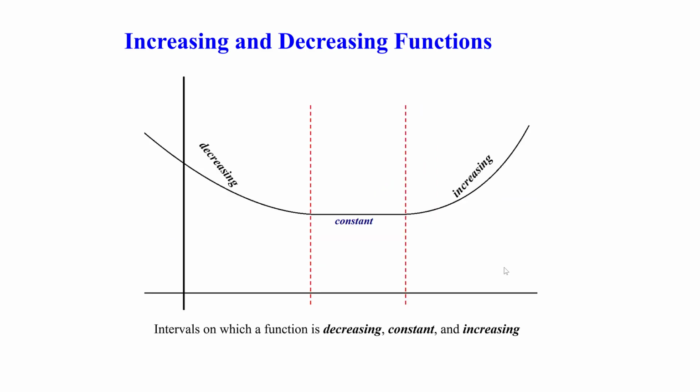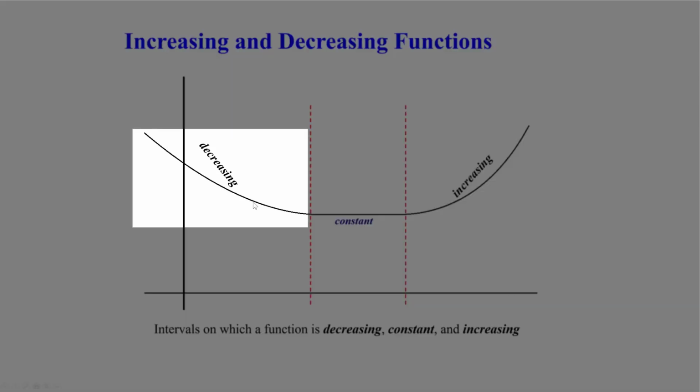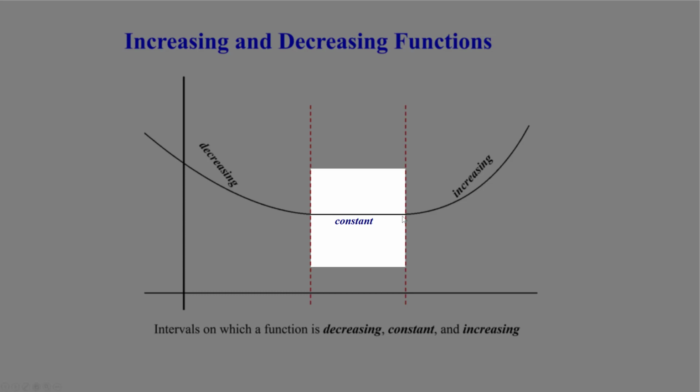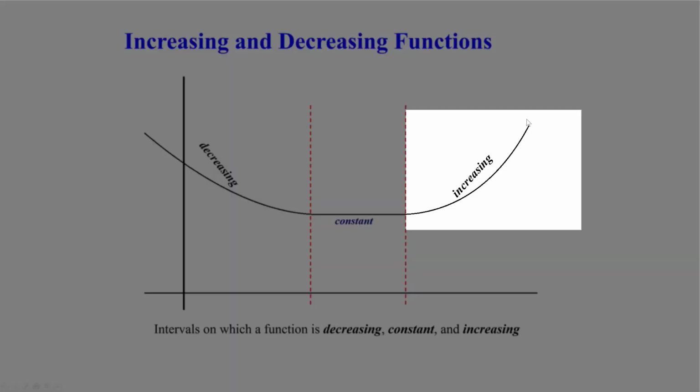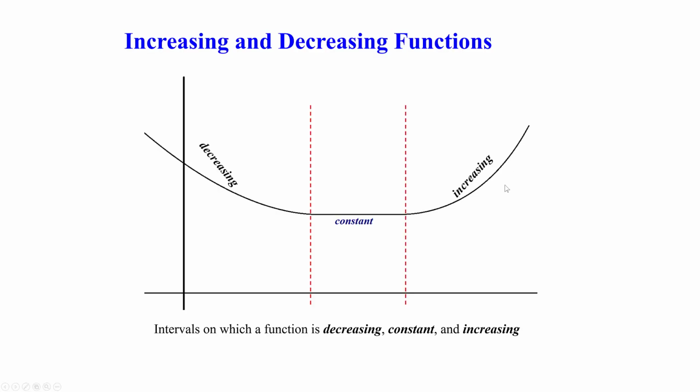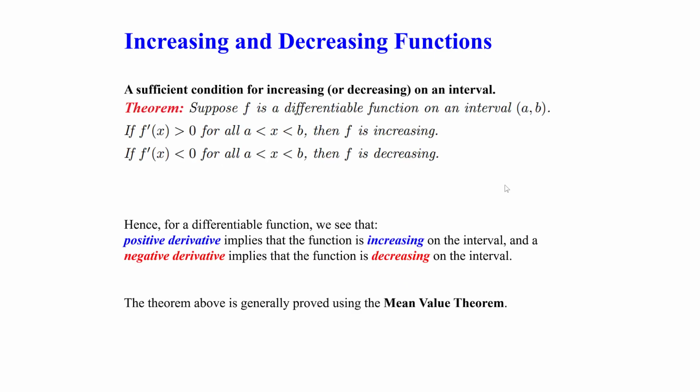So here's an example. What does this look like graphically? So we have three intervals. The first interval is here. The second interval is in the middle. The third interval is the rightmost interval. And we see f is decreasing. It's dropping on this first interval, constant on the middle interval, and increasing on the right-hand interval. Graphical representation.